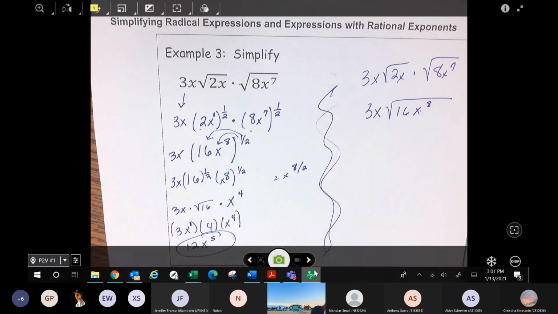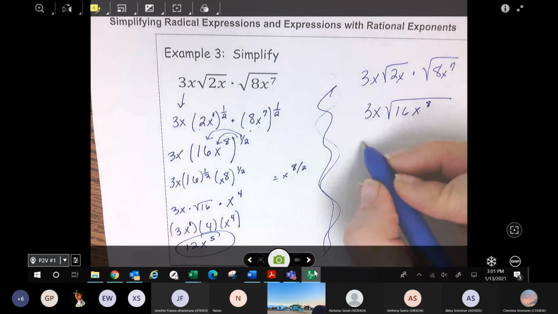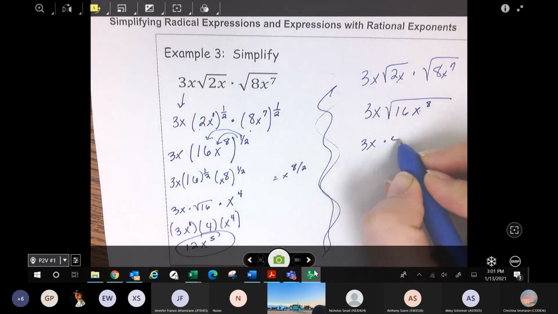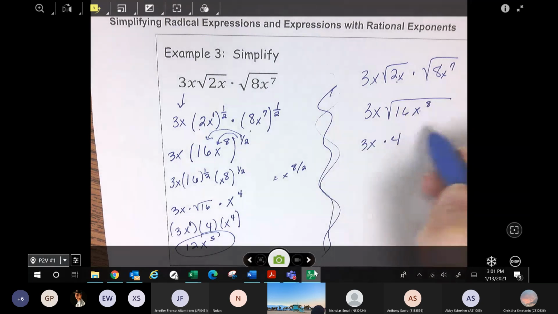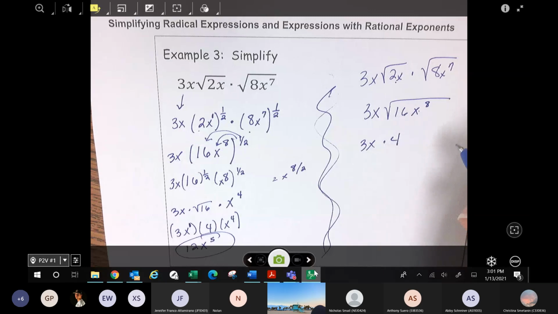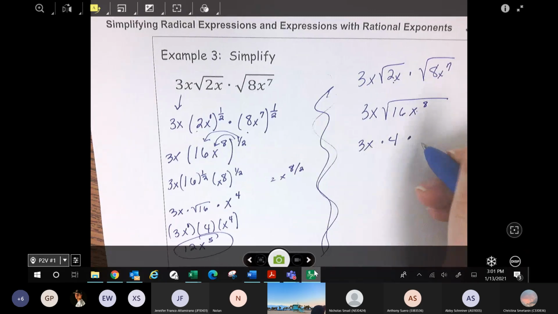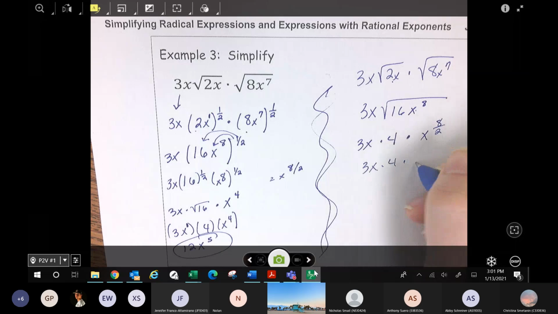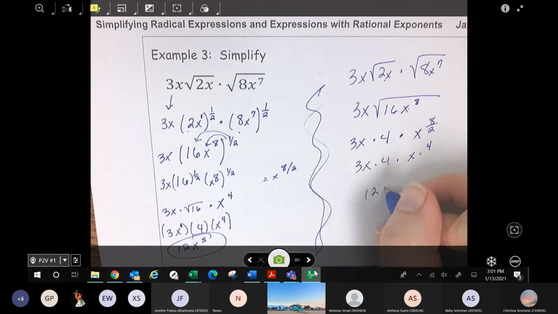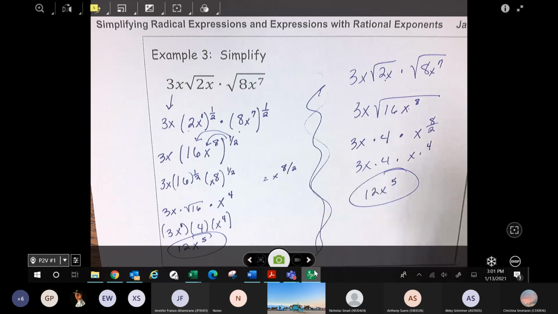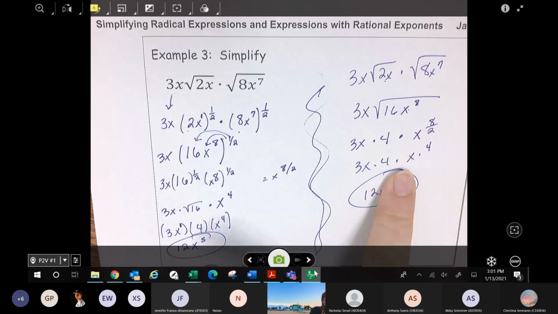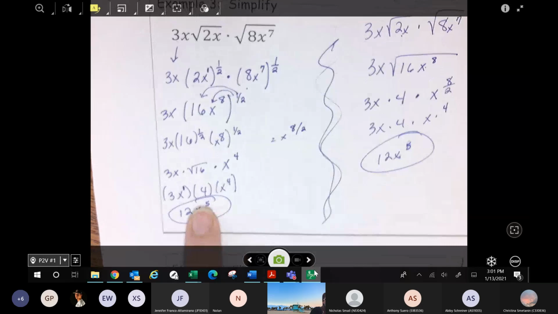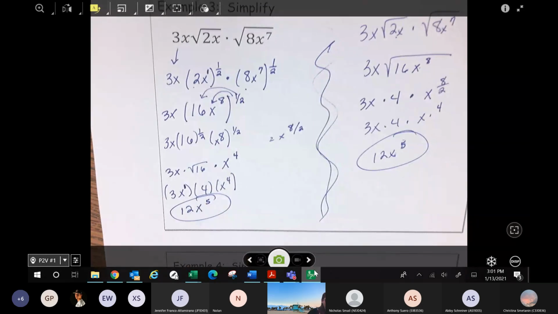Okay. And then you know the square root of 16 is 4. But then when you get to this x to the 8th, it's kind of confusing, but it translates as x to the 8/2 power. And then you get the same answer, 12 x to the 5th. So if you think of it this way, great, you can do that. If you think of it in exponent form, great. Either way will work.